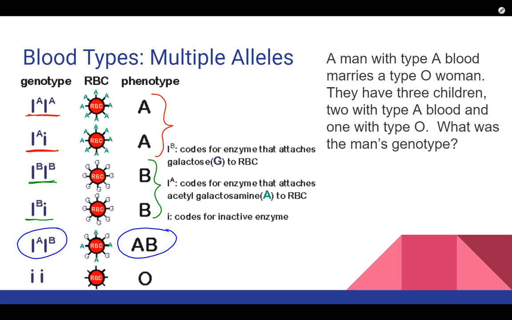Because then we can think about a little bit of inheritance with this. So if a man has type A blood and he marries a type O woman, they have 3 children, 2 have type A blood and 1 has type O. What was the man's genotype? Turn and talk to somebody and see if you can figure it out.